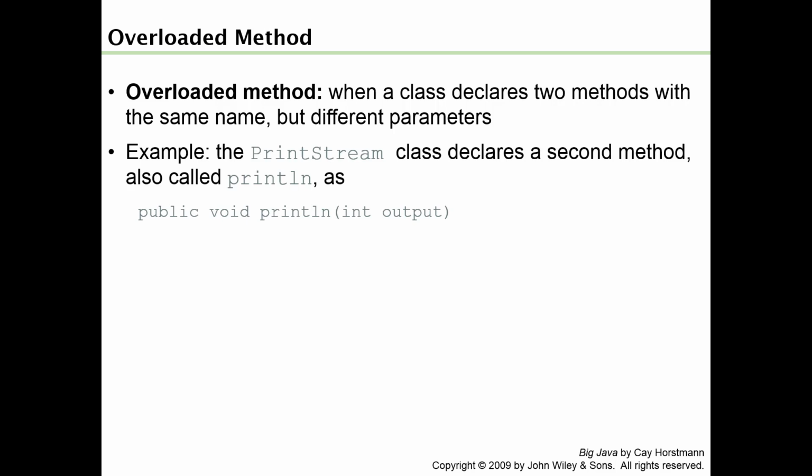So for example, the PrintStream class declares a second method called println, where you say public void println(int output). So this is for printing out integers rather than strings. Notice it has the same name, println, but a different parameter going in. Here the parameter has to be an integer, so you can output an integer using println. So the println method itself, the name has been overloaded, and it can be used for multiple sets of parameters that are coming in.